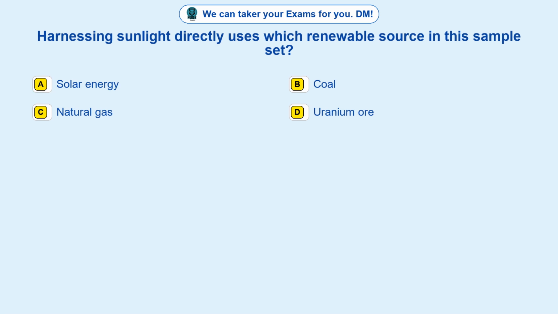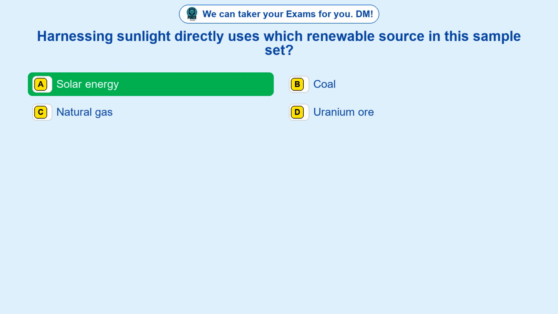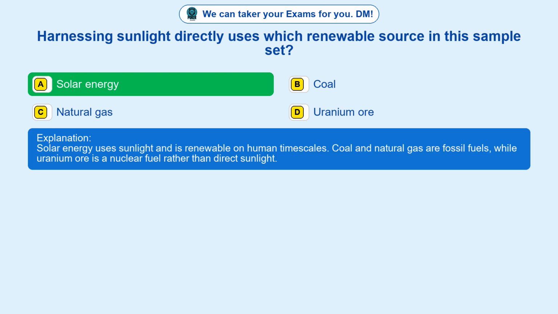Question 98. Harnessing sunlight directly uses which renewable source in the sample set? Option A, solar energy. Option B, coal. Option C, natural gas. Option D, uranium ore. The correct answer is option A. Solar energy. Solar energy uses sunlight and is renewable on human time scales. Coal and natural gas are fossil fuels, while uranium ore is a nuclear fuel rather than direct sunlight.